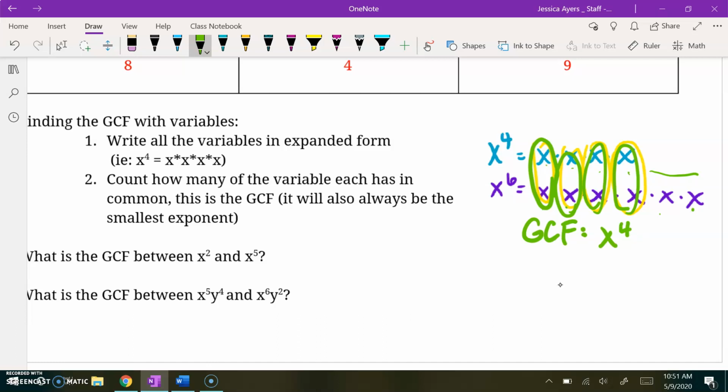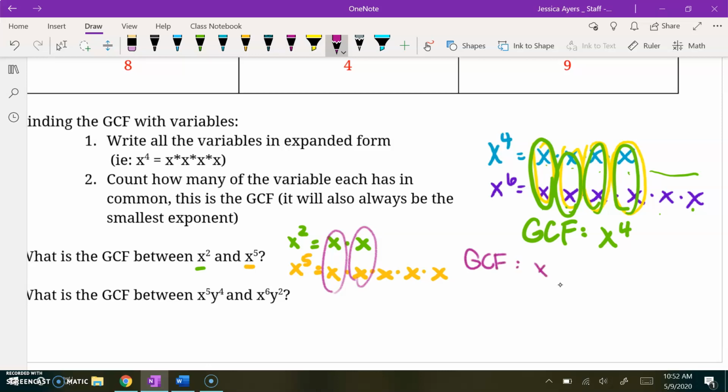So when we look at x squared and x to the 5th, x squared will be x times x. X to the 5th will be x times x times x times x times x. Then we circle our pairs, and we see we have 1, 2 in common. So the GCF is x squared.